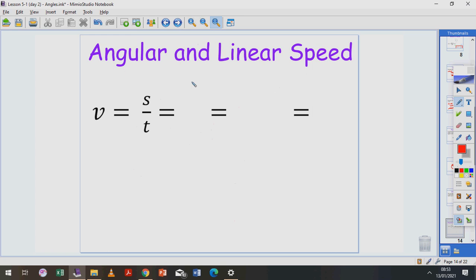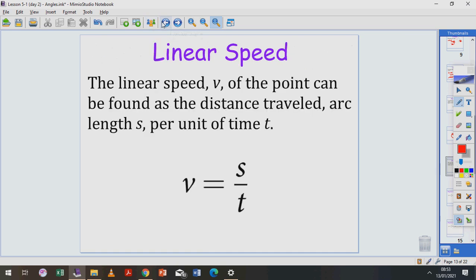So how do angular and linear speed compare? If you think about it critically, what was the equation for linear speed? Distance divided by time, S over T. Yeah, S is standing for distance, and T is standing for time.